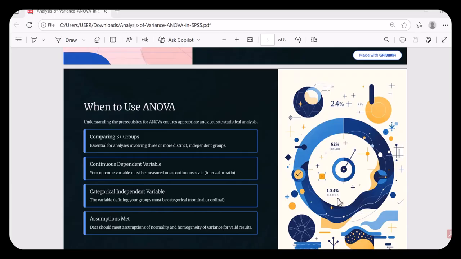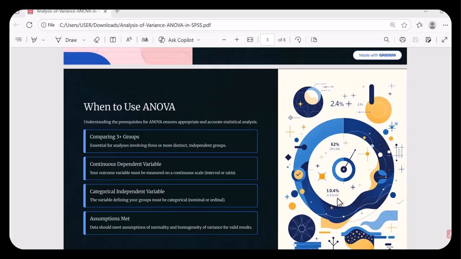So the question to ask is, when is the right time to use ANOVA? The first answer is that you use ANOVA when you are comparing three or more groups that are independent. The condition is that the groups have to be independent. Number two is that the data, which is the dependent measure, must be a continuous variable.